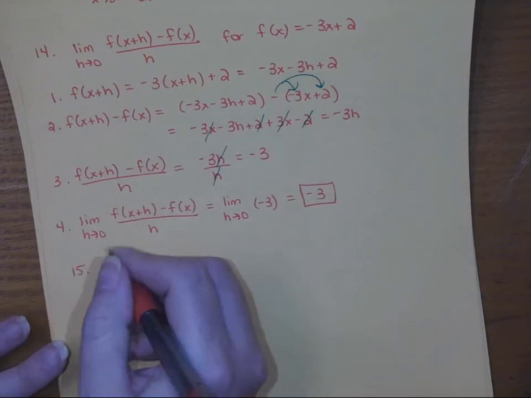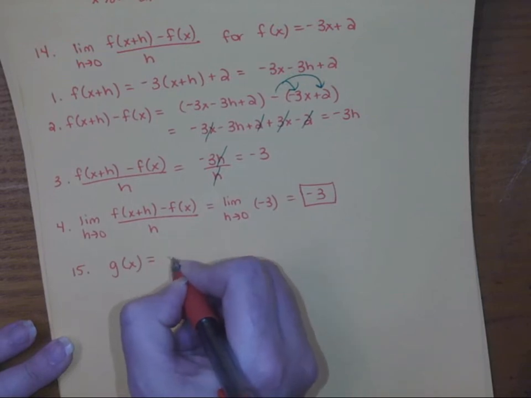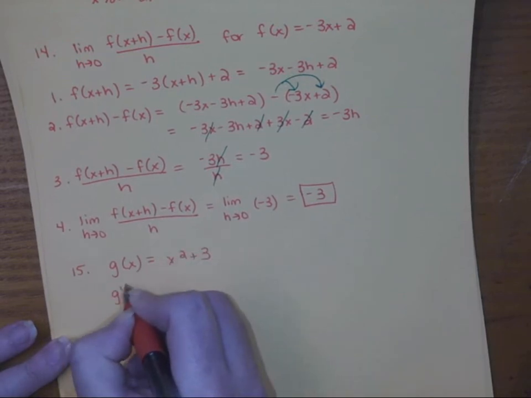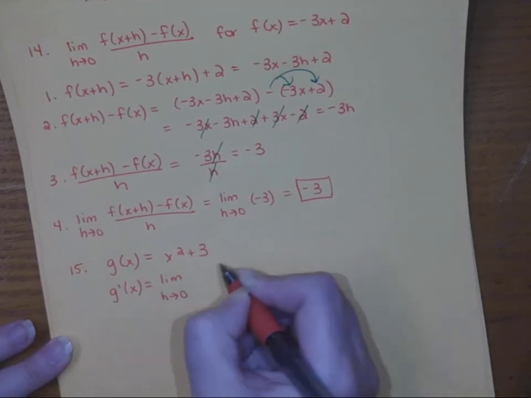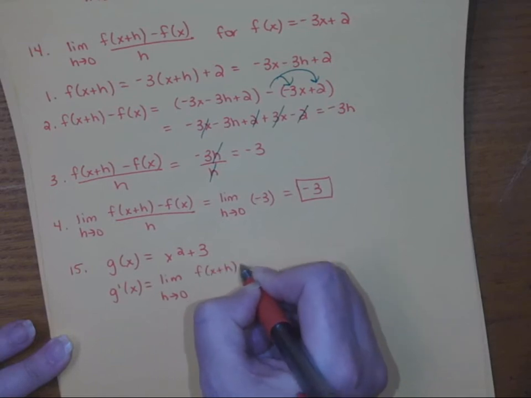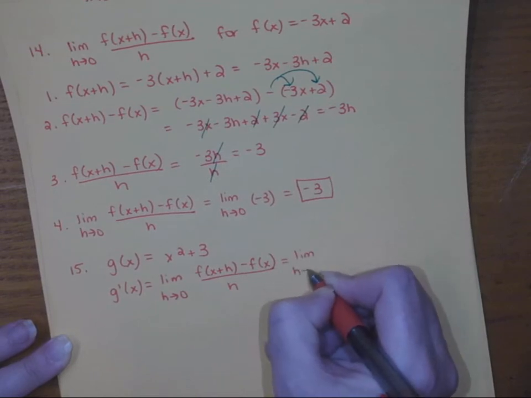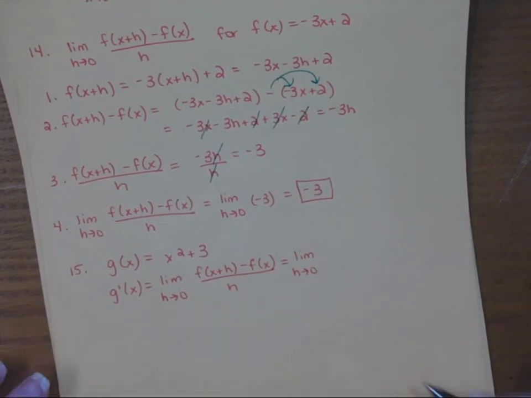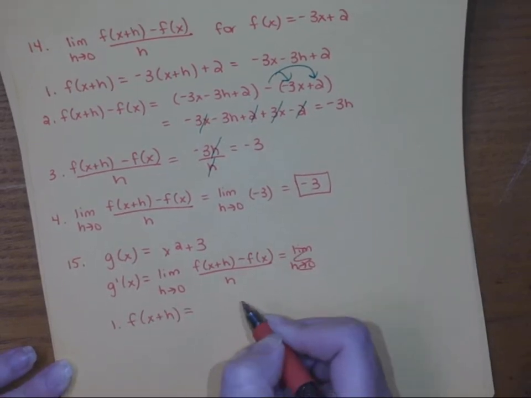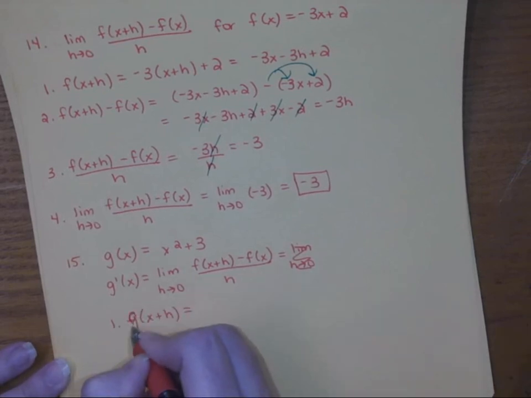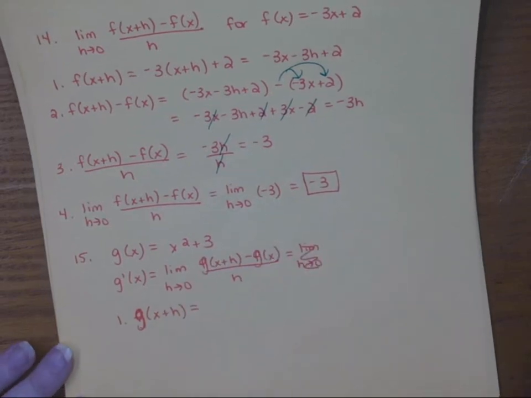All right, so number 15 is more challenging, okay, but it's the same equation. g of x equals x squared plus 3. It's the same equation to find derivative. If I want derivative by definition, I do the limit as h approaches 0 of f of x plus h minus f of x all over h. Okay, so let's just do the 4-step process. So f of x plus h, although this is technically g of x plus h, so really all of these f's should actually be g's, but it's the same process.